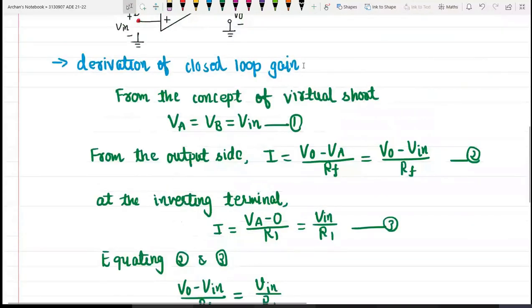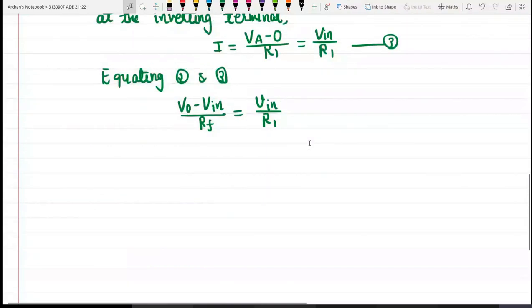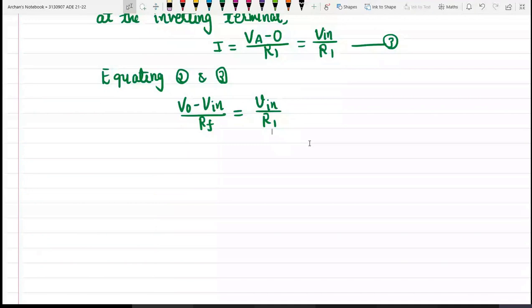Whenever we talk about the gain, remember gain is nothing but the ratio of output by input. So what is output in our case? Output is output voltage V0. And what is the input? Input is supply voltage Vin. So we'll try to find out this ratio V0 by Vin, and that will give us the value of gain. Let us separate these two out.